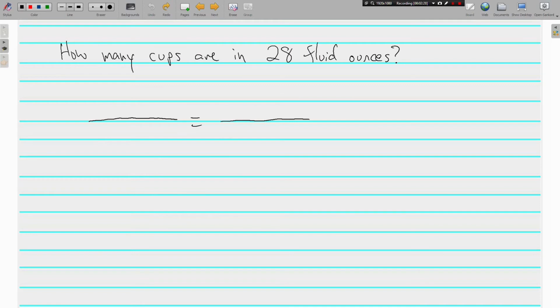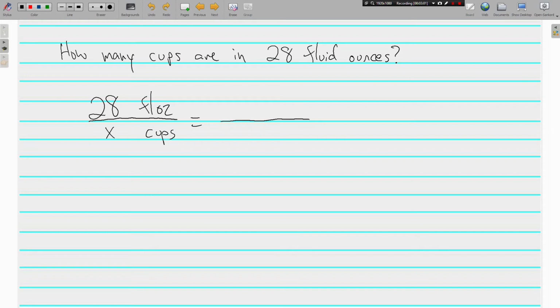Here we have how many cups are in 28 fluid ounces. Fluid ounces are different than regular ounces. One is weight, one is capacity. But we're going to use the same 4 steps. What do we have? What are we starting with? 28 fluid ounces. I'm going to abbreviate, call it FLOZ. Step 2, what do I want? Well, we want to know how many cups. So we're going to put that underneath.